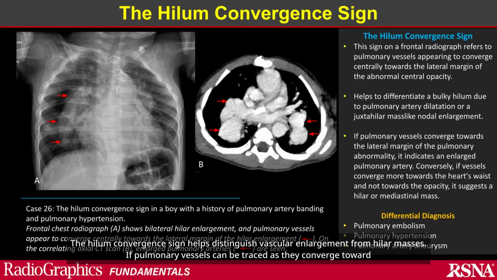The hilum convergence sign helps distinguish vascular enlargement from hilar masses. If pulmonary vessels can be traced as they converge toward the lateral margin of an abnormal hilar opacity, this indicates an enlarged pulmonary artery. Conversely, if vessels appear to pass around the opacity without converging, the abnormality is more likely to represent lymphadenopathy or a hilar mass. This sign is particularly useful in differentiating pulmonary arterial hypertension or aneurysm from nodal or neoplastic hilar disease.